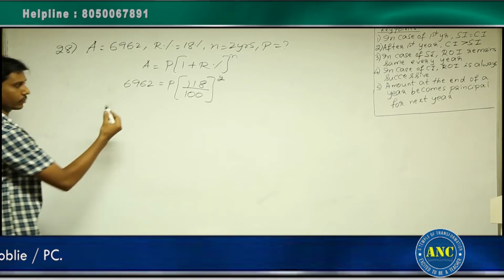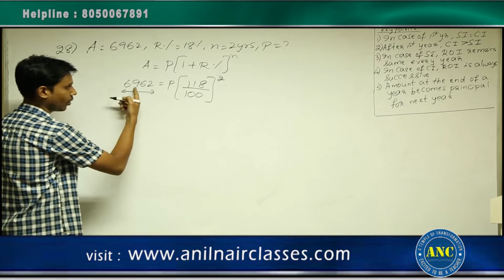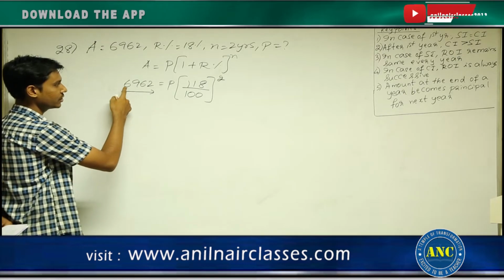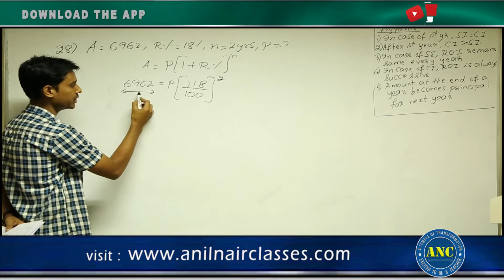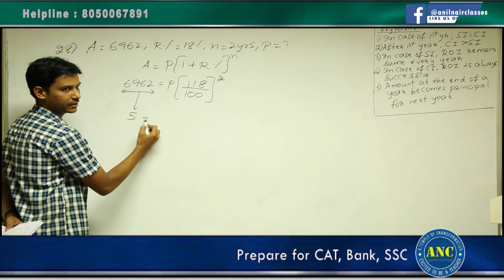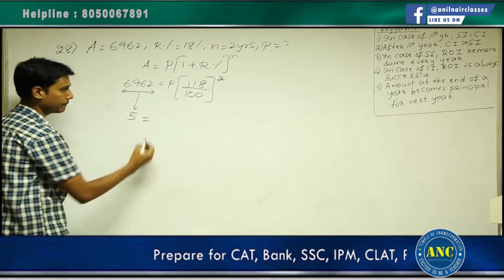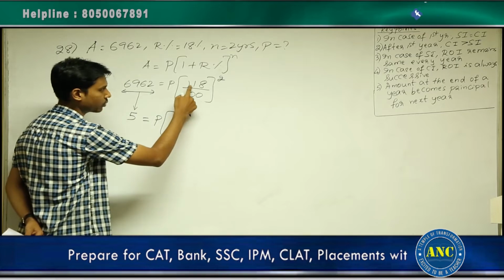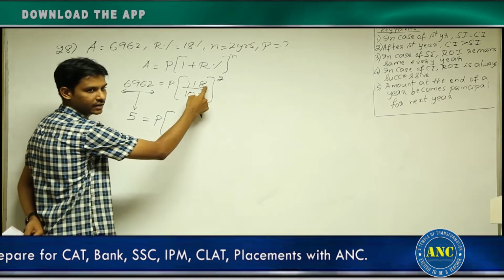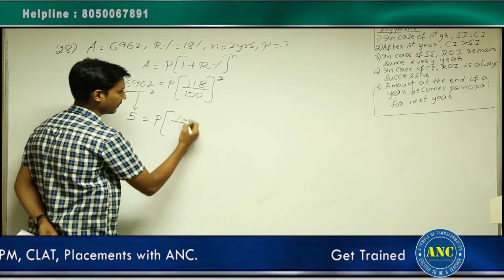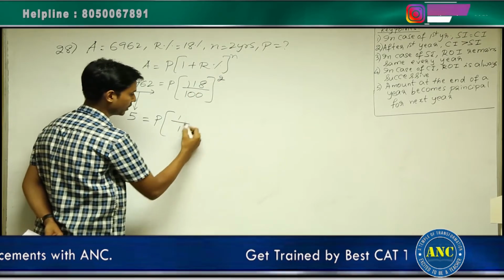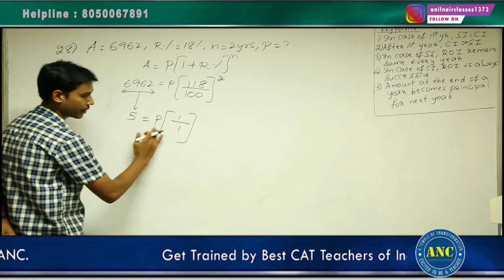Let us use the digital sum approach. Please see here. What is the digital sum of 6962? 6 plus 9 is 15. 15 plus 6 is 21. 21 plus 2 is 23. 23 is 5, 2 plus 3 is 5. P into 1 plus 1 is 2. 2 plus 8 is 10. 10 is nothing but 1 plus 0, 1. 1 square is 1. Divided by 1 plus 0 plus 0 is 1. 1 square is 1. 5 is equal to some number into 1.